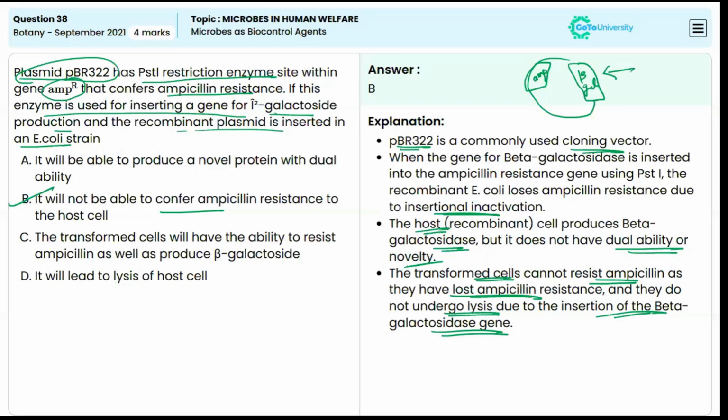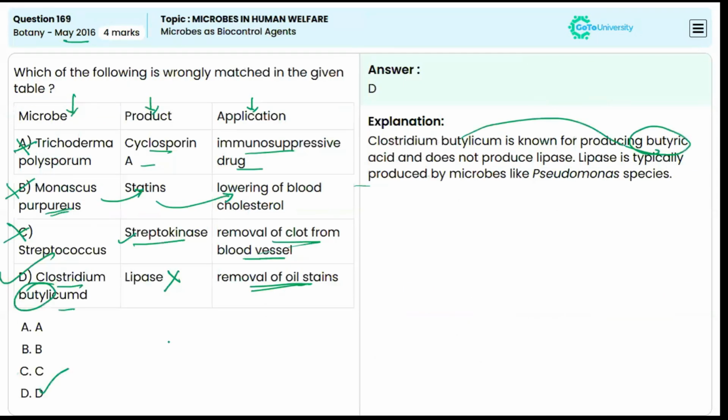So with this question we are coming to the end of this class. So yeah, this is from the chapter Microbes in Human Welfare.